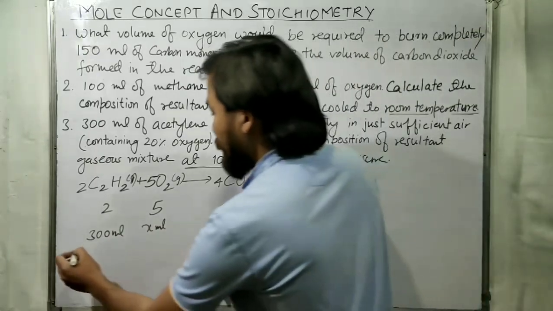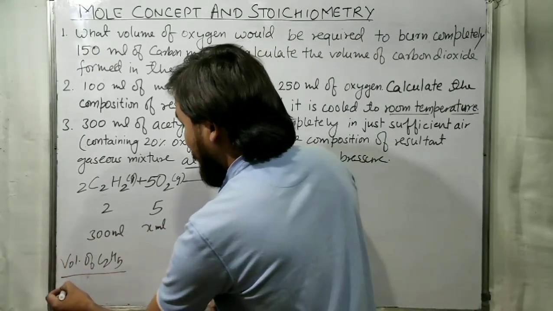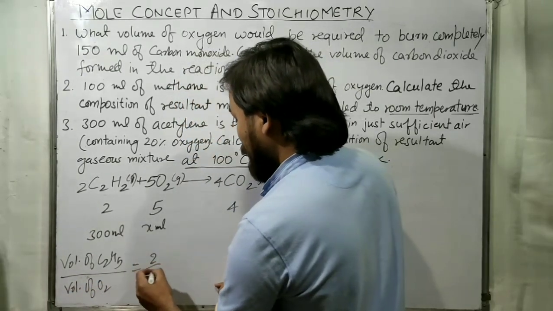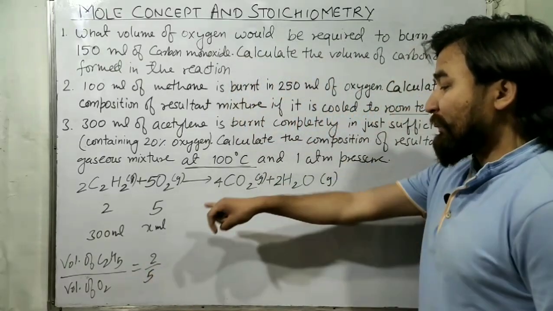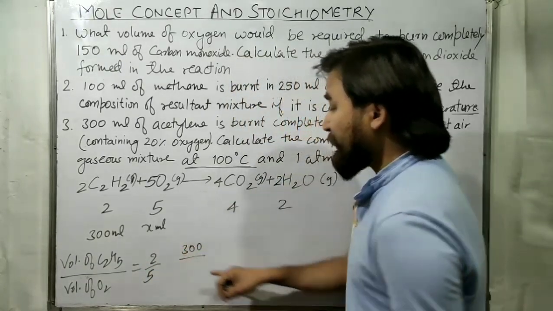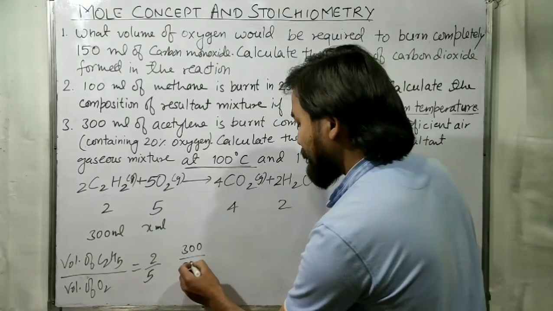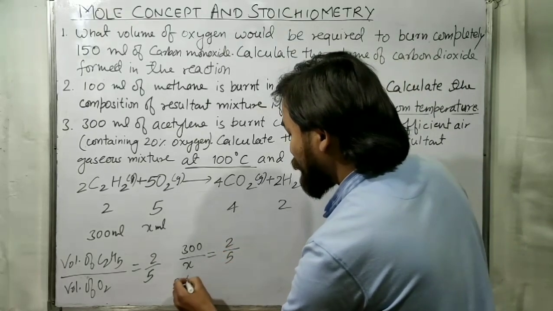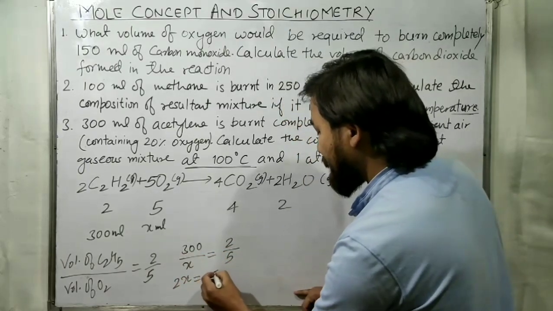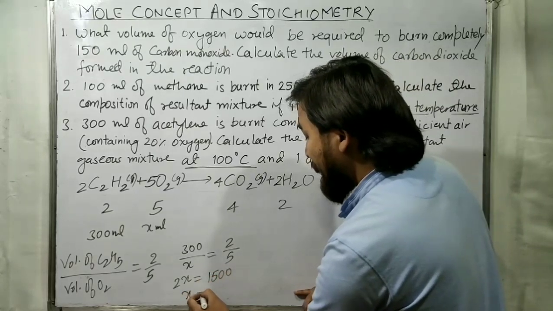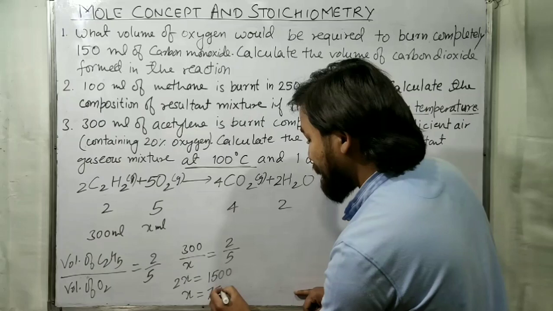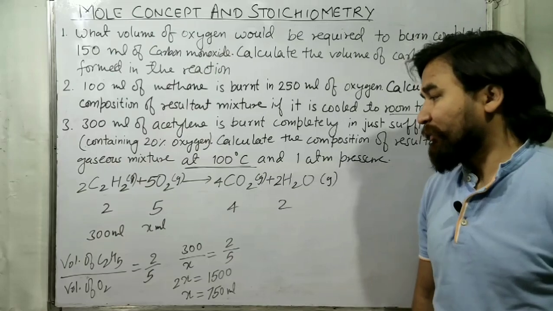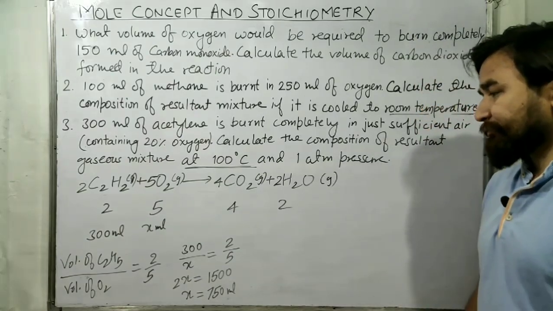So what will be the ratio? Volume of acetylene by volume of oxygen, that is equal to 2:5. Now what are we going to do? 300 by volume of O2, that is not given, that is x, will be equal to 2/5. So here 2x will be equal to 300 into 5, that is 1500, or you can say x is equal to 750 ml. So now we have the volume of oxygen. The volume of oxygen is 750 ml.